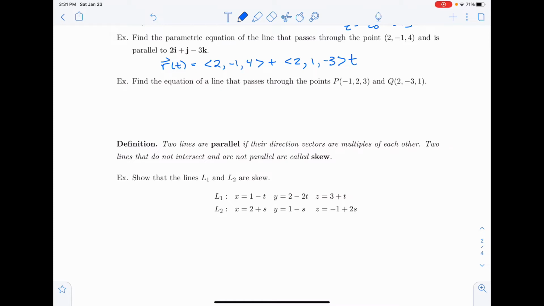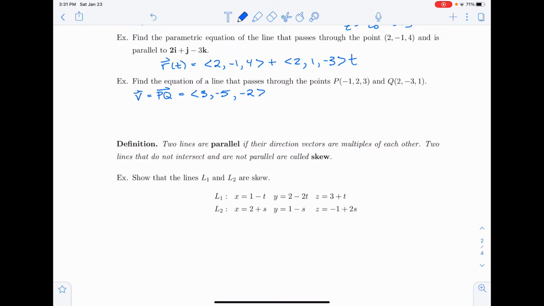So first, I just want a vector v that starts at P and points towards Q. So I need my vector v to be the vector PQ. So I need to take the point Q and then subtract the point P. So 2 minus negative 1 gives me 3. Negative 3 minus 2 gives me negative 5. And then 1 minus 3 gives me negative 2. So the vector (3, -5, -2) starts at P and points towards Q.